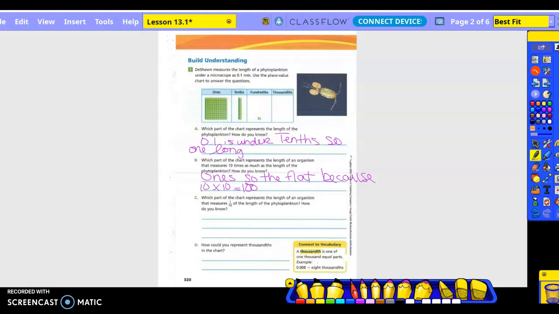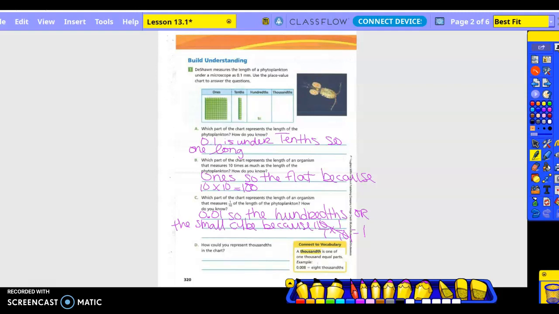Which part of the chart represents the length of the organism that measures 1/10 of it? So 1/10 means it needs to be smaller, right? So instead of moving it to the right, we would move it to the left, and what would that show it? It would be 0.01. So the 100th or the small cube, right? Because 10 over 1 times 1/10 equals what? Equals 10 over 10. Right. Or you can simplify before you start and get 1, right? Okay.